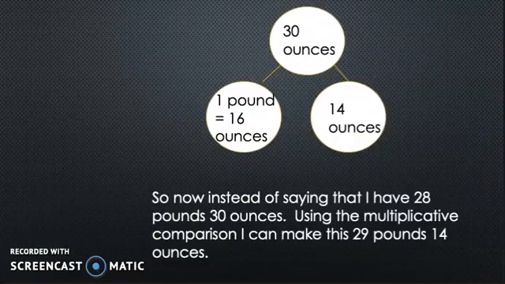All right, friends, pause if you need more time. So if 1 pound equals 16 ounces, then I can subtract 16 ounces from 30 ounces, and that will give me 1 pound, 14 ounces. I showed you that there in the number bond that I created on the screen.